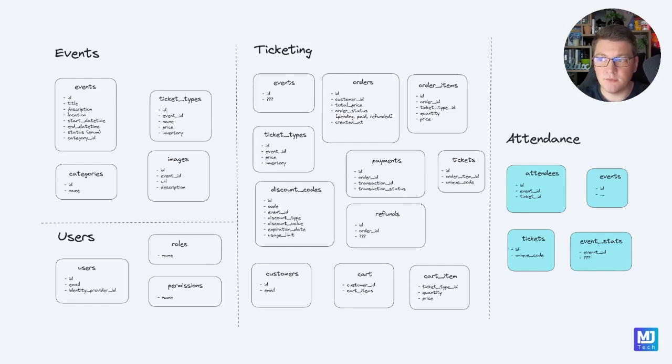Then we have another module called attendance, and this module is all about tracking how many customers attended a particular event, figuring out what tickets were used. Maybe some tickets were used more than once, and we could flag this because it could be interesting to some of the other modules in our system.